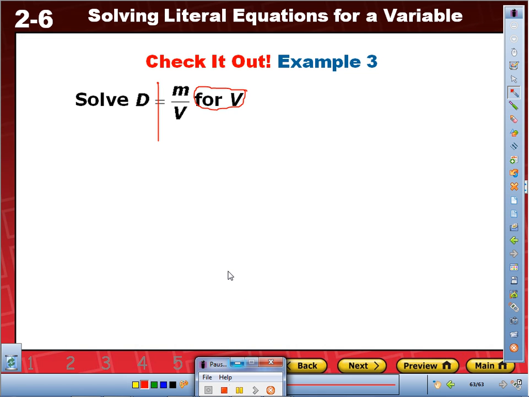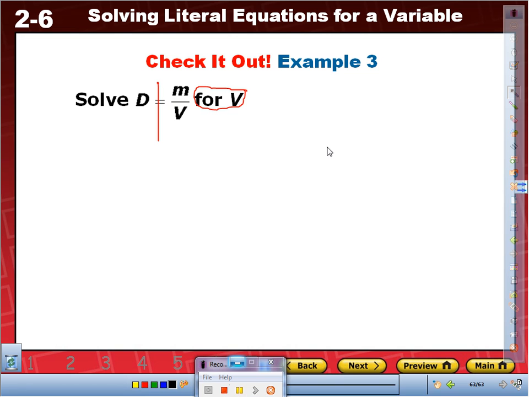All right, pay attention, here we go. We need to solve for V, but in this case, V is the one that's dividing M. So how can we get rid of M? Earlier somebody said, I have D equals M over V, so multiply times M. Let's see. Look what this does. What is M times M? So that does not do the trick.